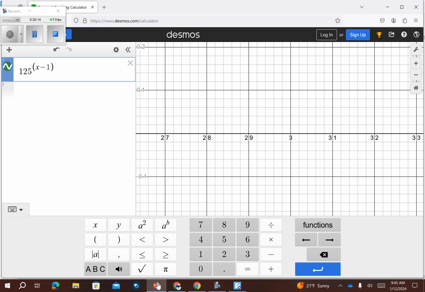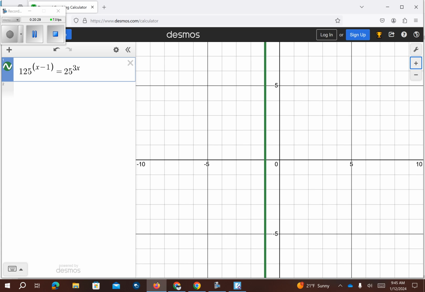And then corner over, and I'm going to say equals 25 raised to the 3x. I'm going to hit home, see if that takes us anywhere. Okay, cool. So right here, I would say that that's got to be 1, or negative 1. Do you feel comfortable saying negative 1?